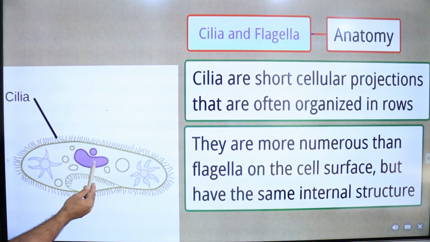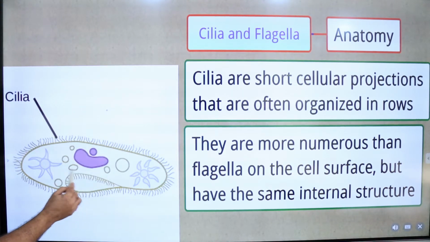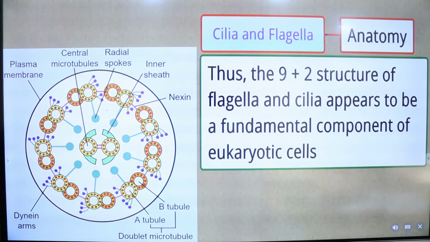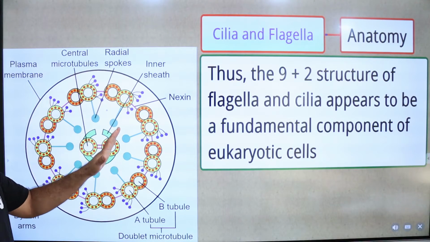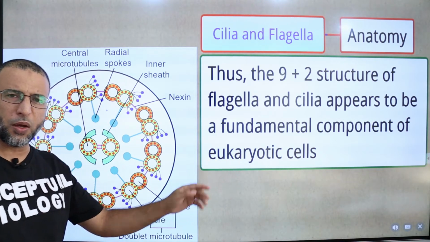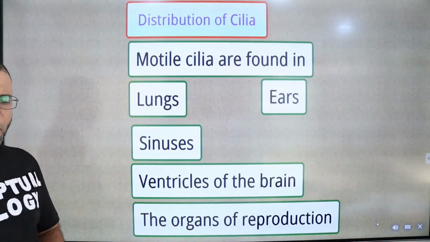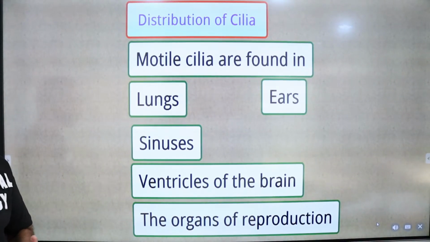As we can see in paramecium, cilia are short cellular projections that are often organized in rows, and they are more numerous than flagella on the cell surface. So, the 9+2 structure of flagella and cilia appears to be a fundamental component of eukaryotic cells. Distribution of cilia: motile cilia are found in lungs, ears, sinuses, ventricles of the brain, and organs of reproduction.